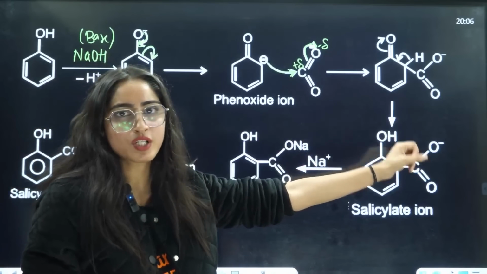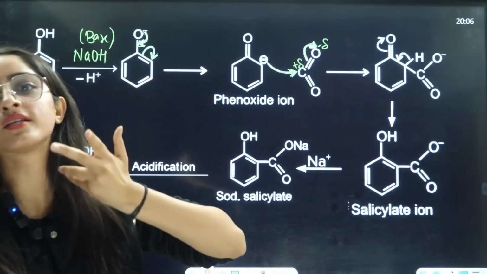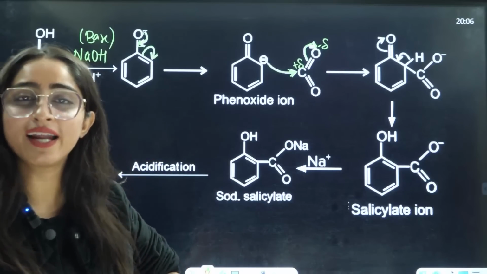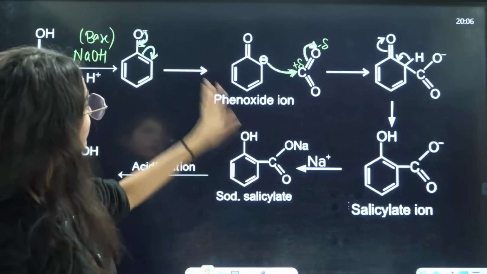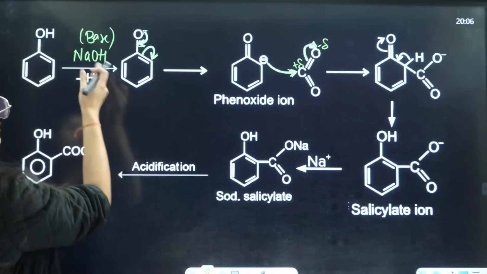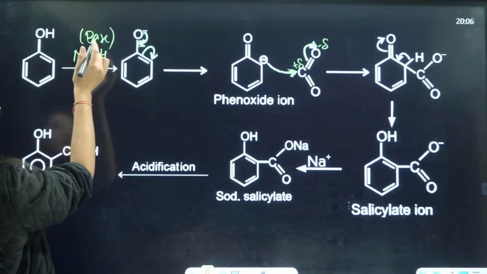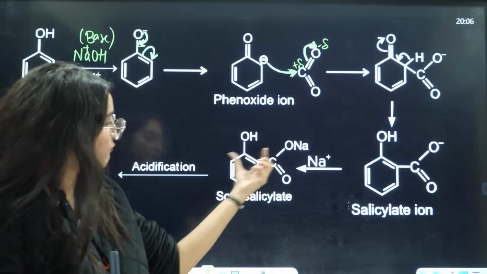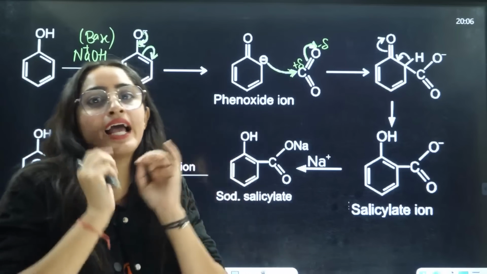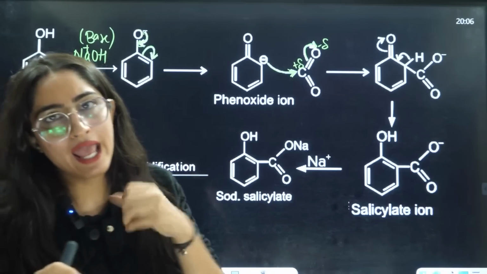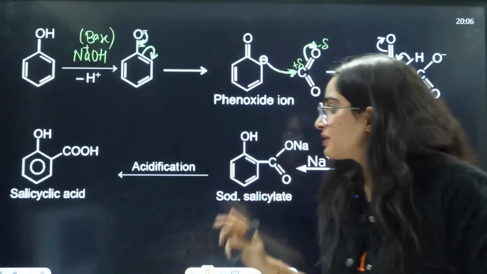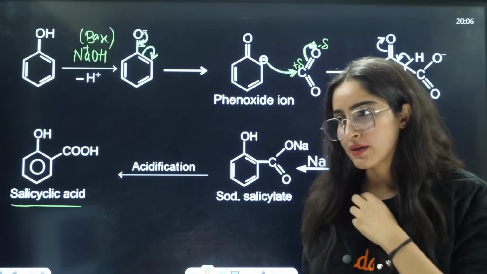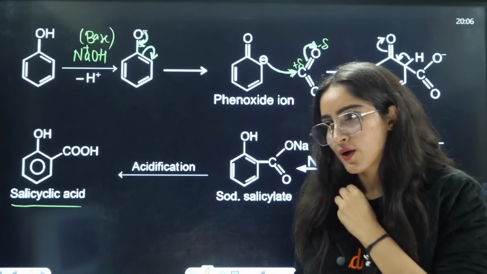Na positive is already there in the solution. Some students ask, ma'am, why have you not directly added H positive? I am not adding that. It is already there in the solution. In the solution, you have NaOH, and from this, Na positive is going to attach here. After I have this sodium salicylate, I will add H positive with acidification. Then I'll have the formation of salicylic acid. So the answer will be salicylic acid.